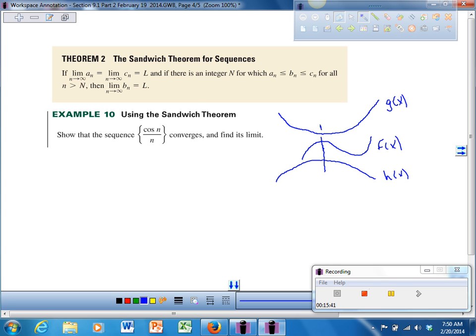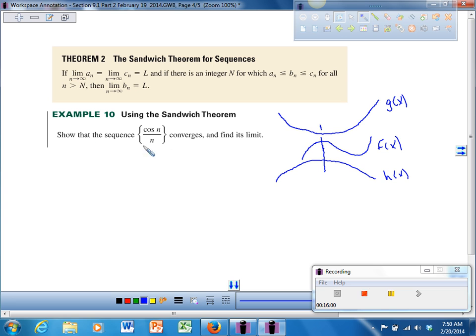Does that make sense? It's not drawn very nicely here. It doesn't look like they're approaching the same thing. But the idea is f of x is always in between these two. We know that. So if g of x and h of x approach the same value, then f of x at that point would also approach the same value. It would be squeezed in between the two. Okay? So let's see how we can use this.